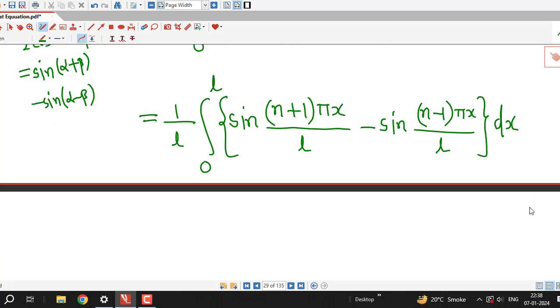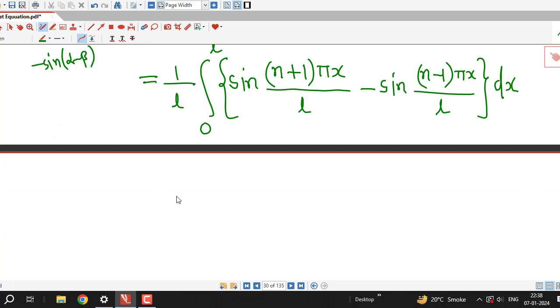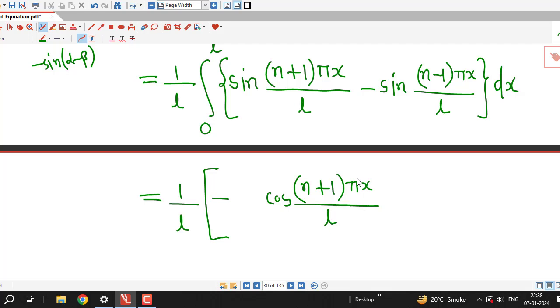Now we integrate this. Integral of sine function is minus cosine function, this 1 by L as it is. Integral of sine is minus cosine of n plus 1 pi x divided by L, and I have to divide by the coefficient of x, which is n plus 1 pi divided by L, that I can write as L divided by n plus 1 times pi.